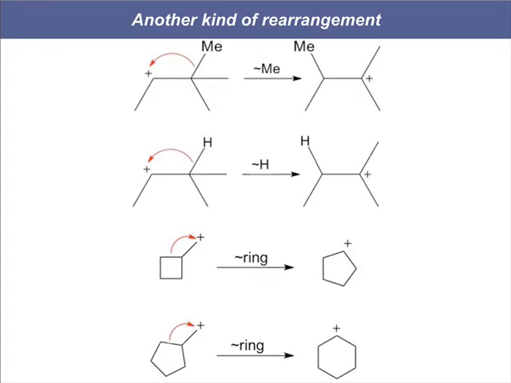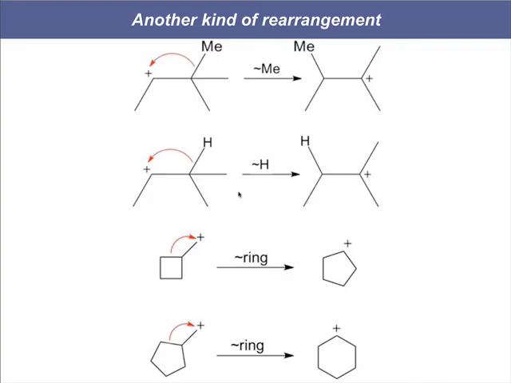A couple more ancillary topics that I want to cover. We've already looked at methyl shifts and hydride shifts, which are illustrated here, where we take, for example, a secondary carbocation and move a methyl group over to give us a tertiary carbocation, or we have a secondary carbocation and we move a hydride over to give us a tertiary carbocation. In both cases, we are increasing the stability of the charged species. This tilde methyl and tilde H is just shorthand to say we are doing a methyl shift or a hydride shift.